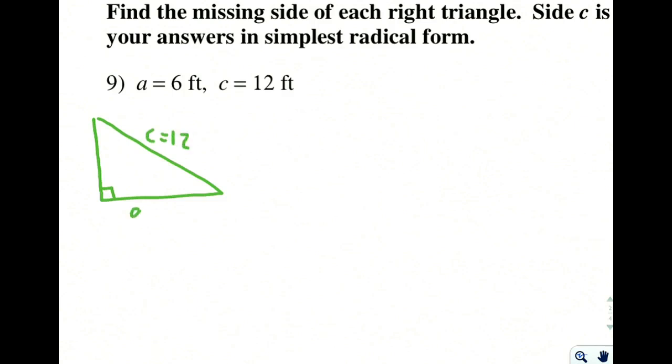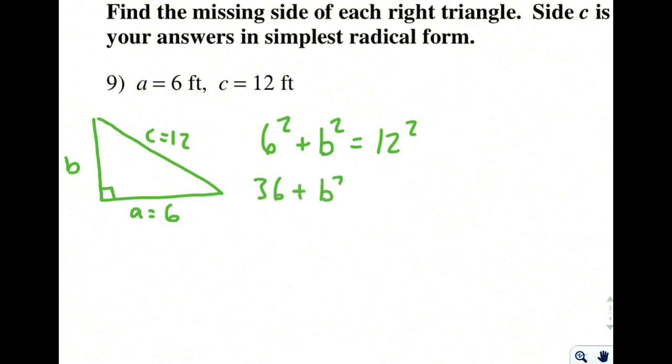We have side A, we'll say over here, which is 6, and then we have side B, and we don't know what B is. But I do know that a squared plus b squared is c squared, so 6, which is a, squared plus b, which is unknown, equals c squared, which is 12 squared. Now I work out what I have. 36 plus b squared equals 144. 12 squared is 144.